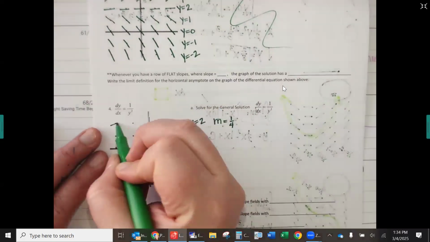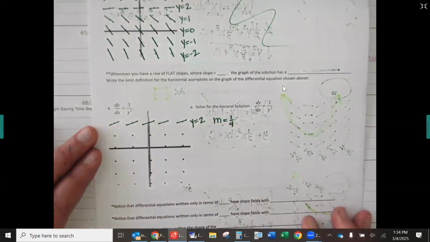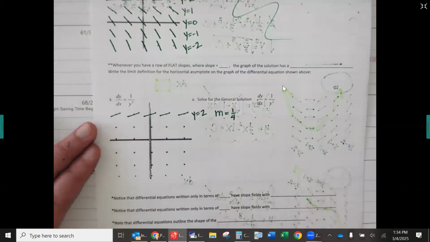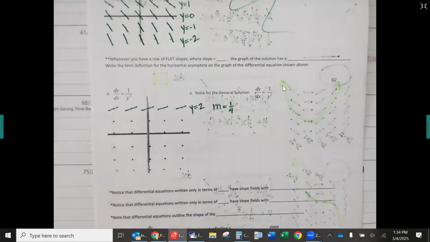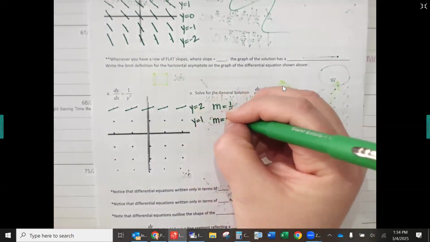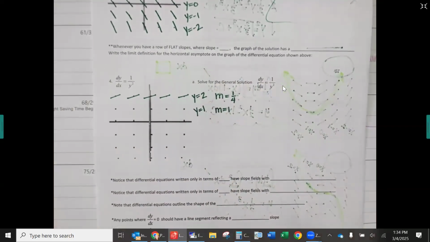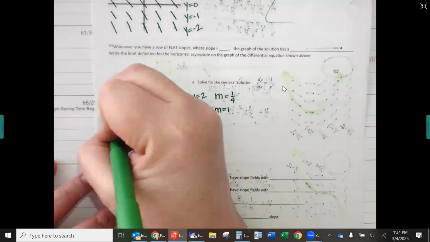So draw in pretty flat uphill slopes. Because remember, 1/4 is like rise 1, run 4. So those should be pretty flat. Next we're going to this row. What's our y value? 1. And what's 1 over 1 squared? So when my y is a 1, my slope also comes out to a 1. How do I draw a 1 slope? What should it look like? Perfect diagonal uphill.